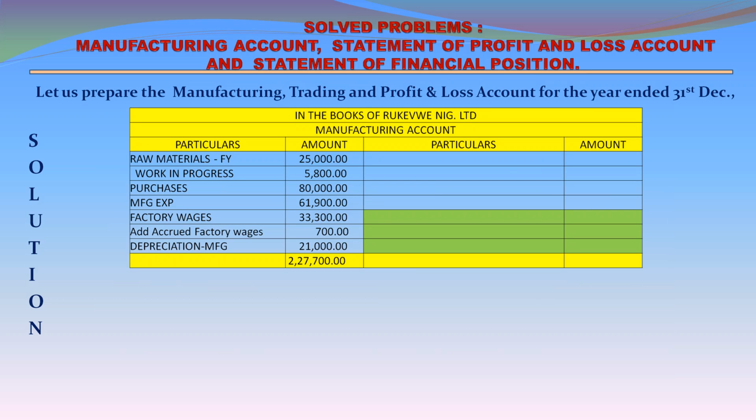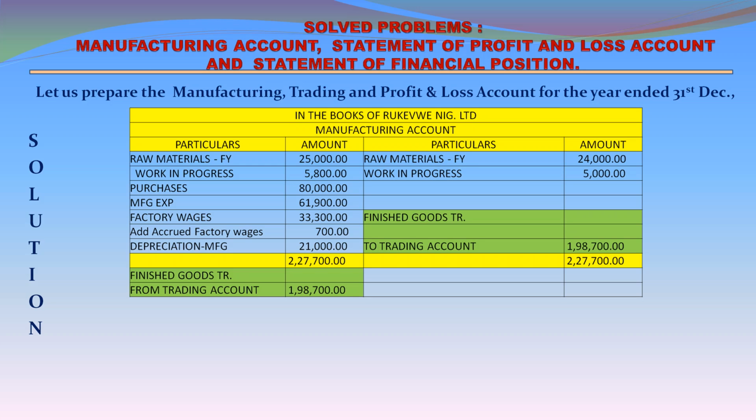Let us prepare the manufacturing, trading and profit and loss account for the year ended 31st December 2015. In the books of Rukave Nig Limited manufacturing account, particulars amount. On the expense side, raw materials factory 25,000, work in progress 5,800, purchases 80,000, manufacturing expenses 61,900, factory wages 33,300, add accrued factory wages 700, depreciation manufacturing 21,000, total 227,700. On the credit side, raw materials factory closing stock 24,000, work in progress closing stock 5,000.